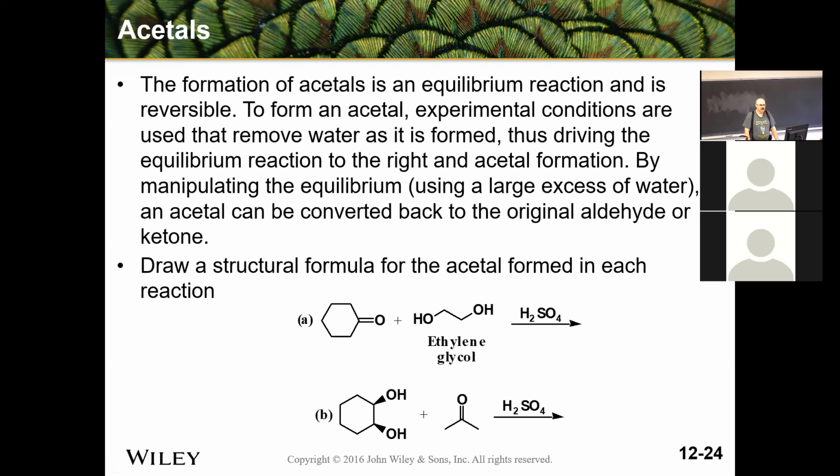Okay, although acetals are stable, the formation of acetals, it's an equilibrium reaction at every step. Every step is reversible. So we need to choose our experimental conditions such that we remove the water as it is formed. Okay, otherwise it would simply go back to starting material. That helps to drive the reaction to the right and to acetal formation. By manipulating the equilibrium using a large excess of water, an acetal can be converted back to its original aldehyde or ketone.